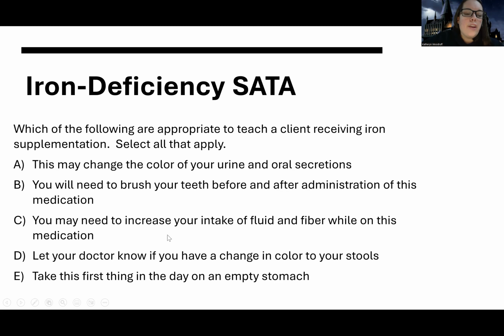The next one, you may need to increase your intake of fluid and fiber while on this medication. I like this one because I feel like constipation is a side effect of iron supplementation, and fluid and fiber could help with that constipation.